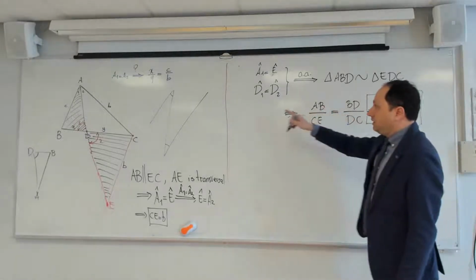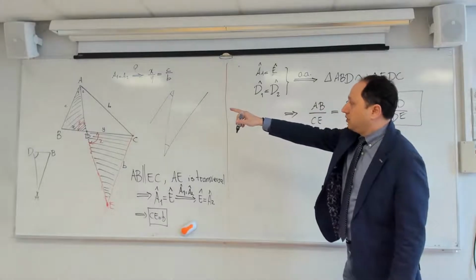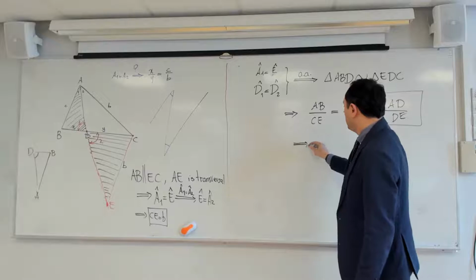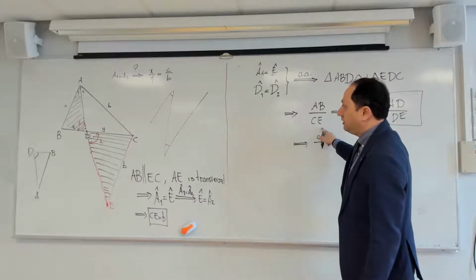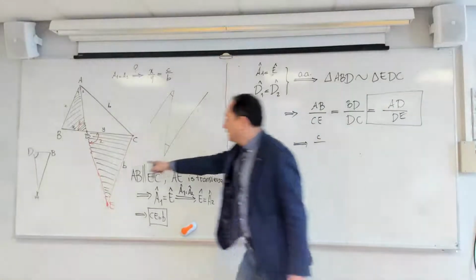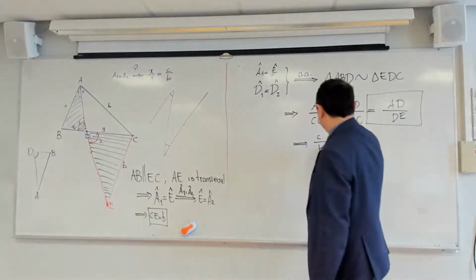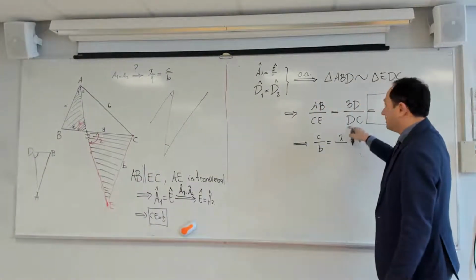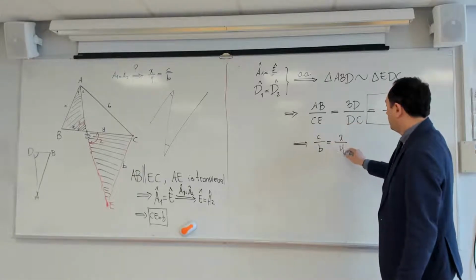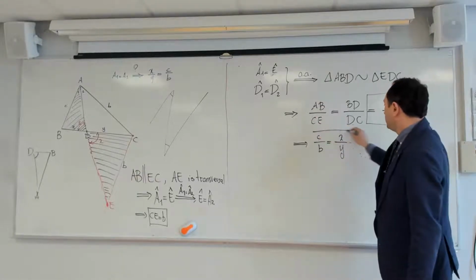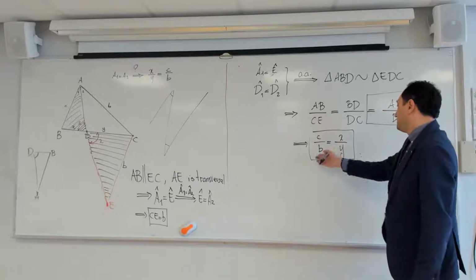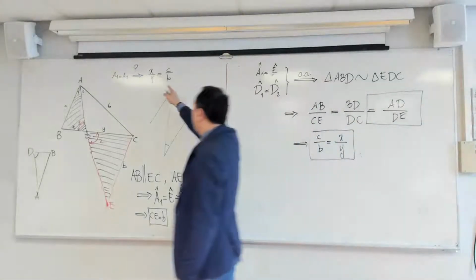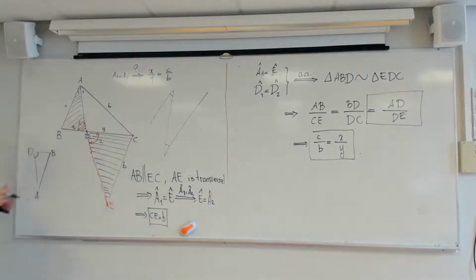Instead of AB, now I can use this small letter. Instead of AB, I can put C. Instead of CE, I put B. And instead of BD, I put X. Instead of DC, I put Y. And that's exactly what I wanted to show. But of course, if this one is equal to this one, it is clear that this one is also equal to that one. And that's exactly what we want to understand.